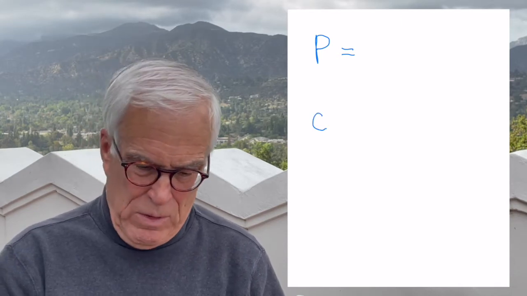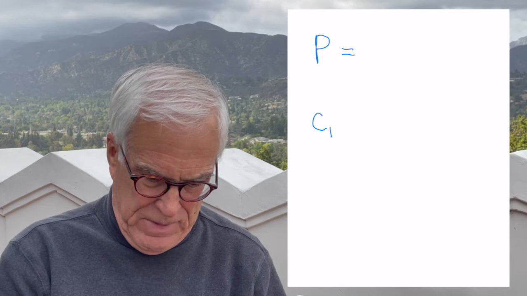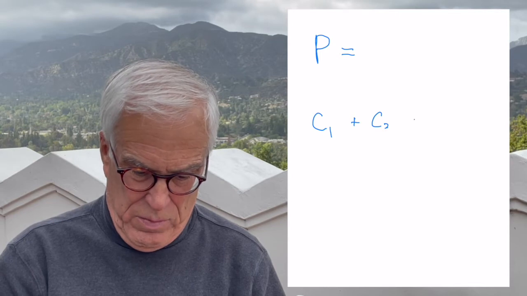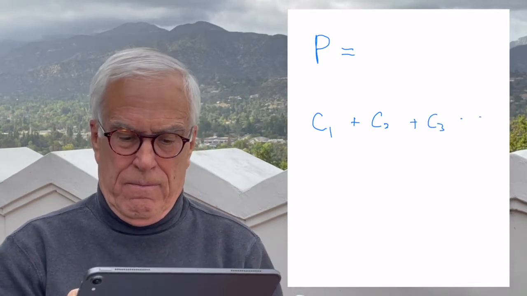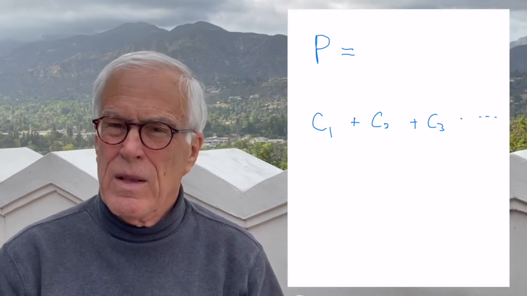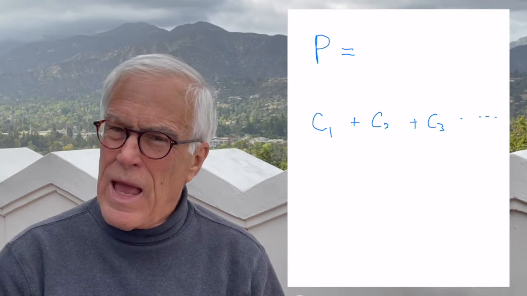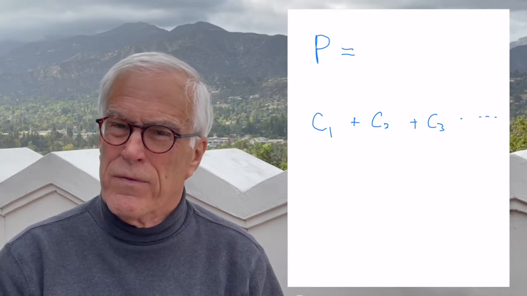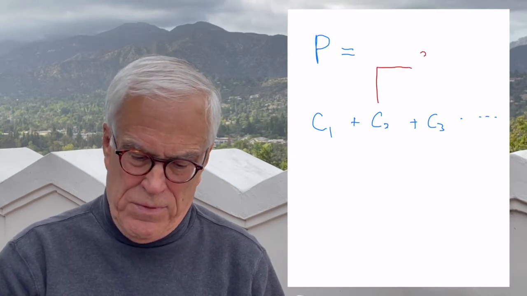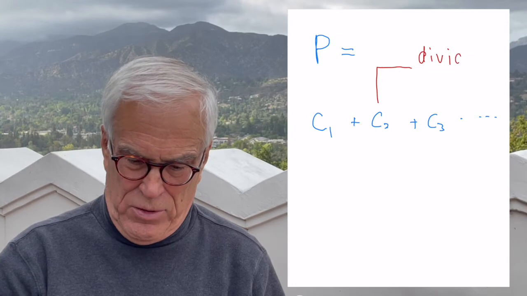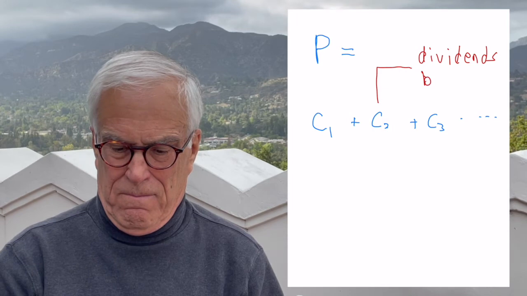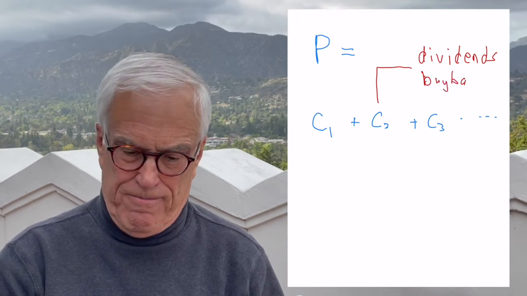So P here is what you pay when you buy this S&P 500 fund. What do you get? Well, I'm going to write that down as C1. I'll explain what these C's are in a minute. Plus C2, plus C3, and so on. Now, these C's are the cash flows you get by being an owner of the fund that tracks the S&P 500. And what are those? They're two things. Put them on the chart here. They're dividends and buybacks.